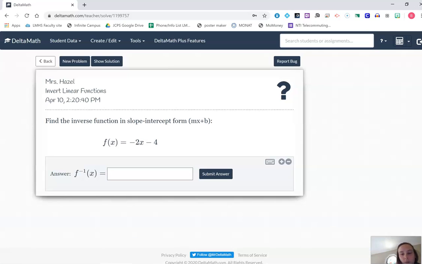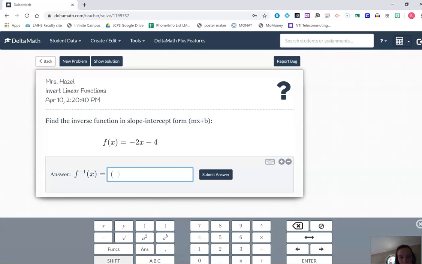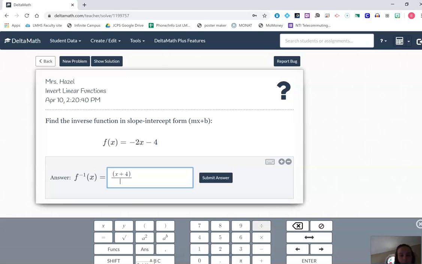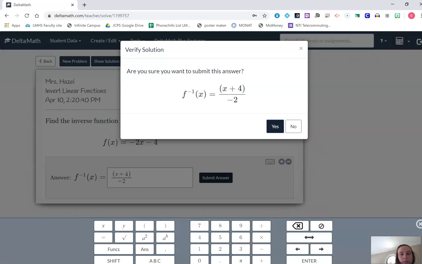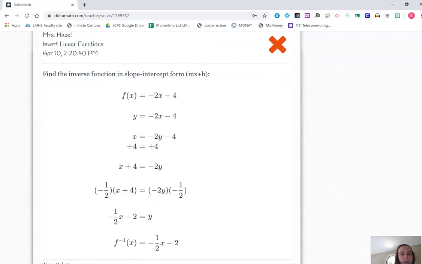So you're going to hit this little keyboard right here. It'll bring up all of your buttons that you'll need. So if I type in x plus 4 divided by -2. If you're using your computer, you can use the keyboard or you can use this screen. Okay, I'm going to hit submit answer. I'm going to hit yes, I want to submit it. And it's going to tell me it's wrong. Okay, here's why it's wrong.